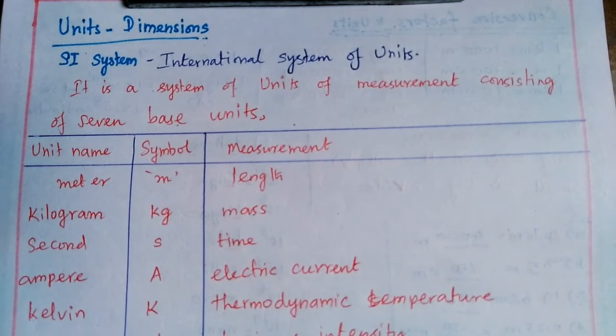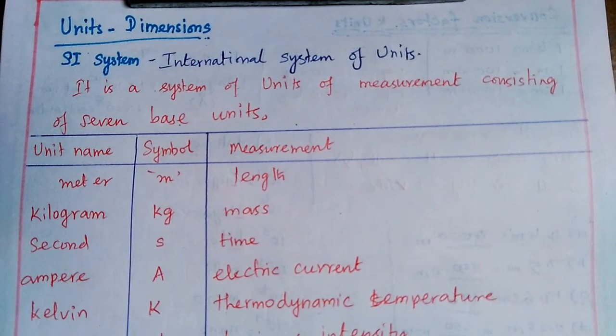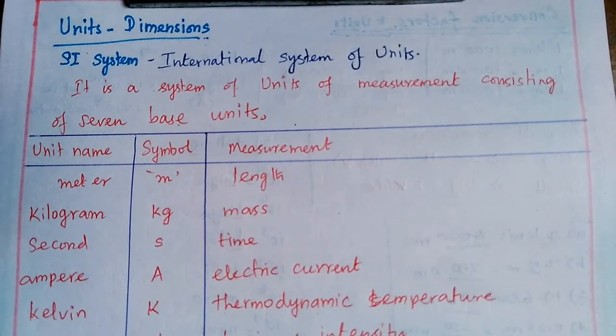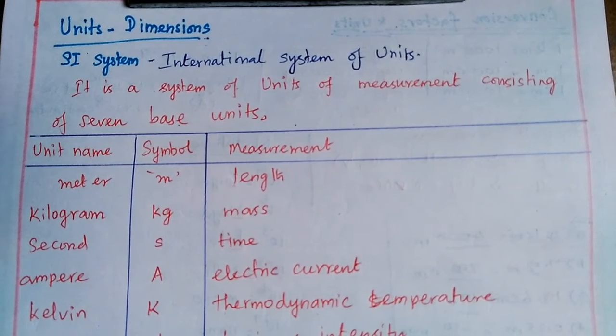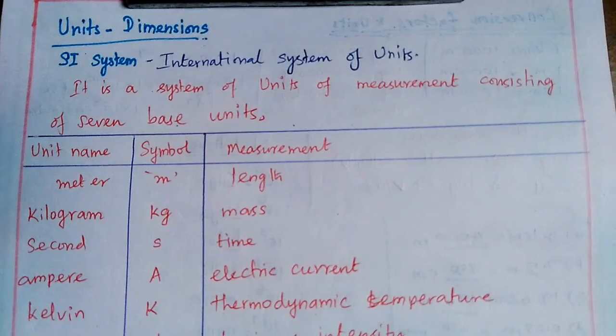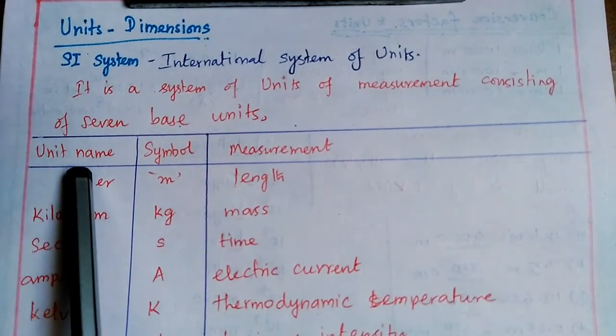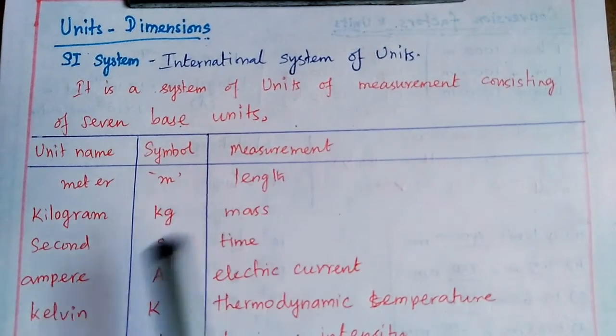Okay, so we are in a position to standardize the unit. In that case, we have what is called the International System of Units, sometimes referred to as the SI System of Units. It is a system of units of measurement consisting of 7 base units. So first we should know the 7 base units. In this case, we have a table with unit name, symbol and measurement.